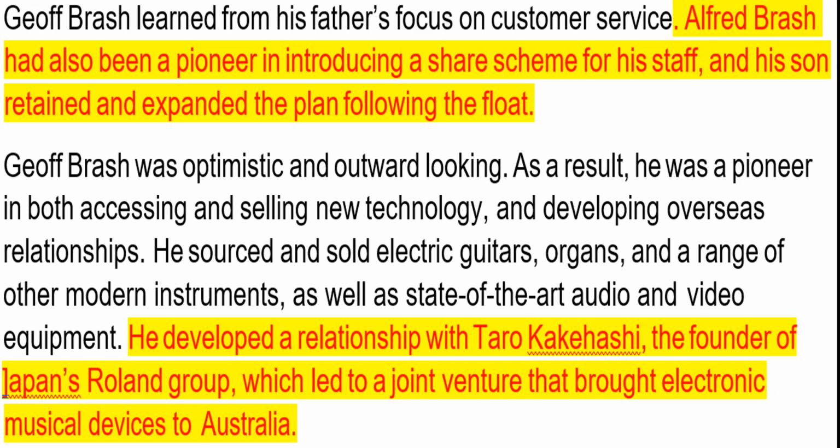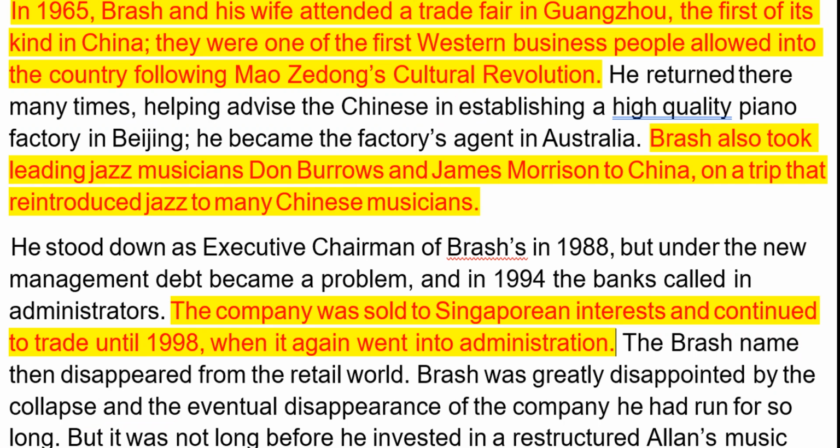Here it is, our keywords. After scanning, we can locate the information in the last sentence of our sixth paragraph. We should notice some keywords here. Develop a relationship with is equivalent to collaborate with. It is mentioned in the text that Brash developed a relationship with the founder of Japan's Roland Group. Therefore, Roland Group is the answer.